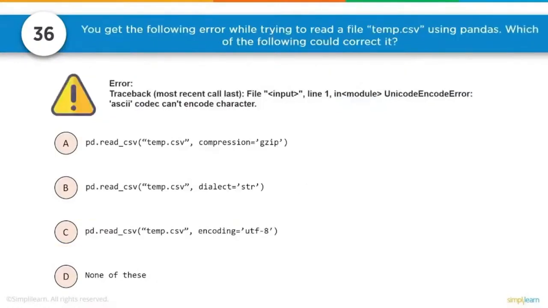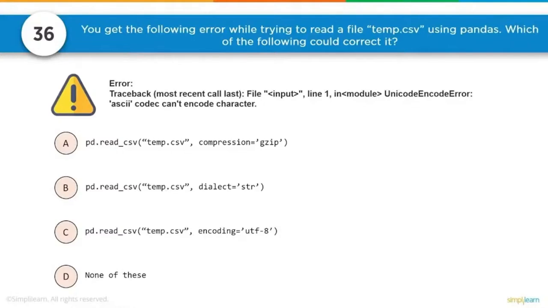Number 36, you get the following error while trying to read a file, temp.csv using pandas. Which of the following could correct it? So here's our error, traceback, most recent call last, file input, line 1 in module, UnicodeEncodeError: ASCII codec can't encode character. Ooh, I hate it when that one comes up. And we have 4 different entries. We'll go ahead and just pretend that D doesn't exist unless we really can't fit it into one of the other answers. And the first one is pd.read_csv has our file, compression equals gzip.